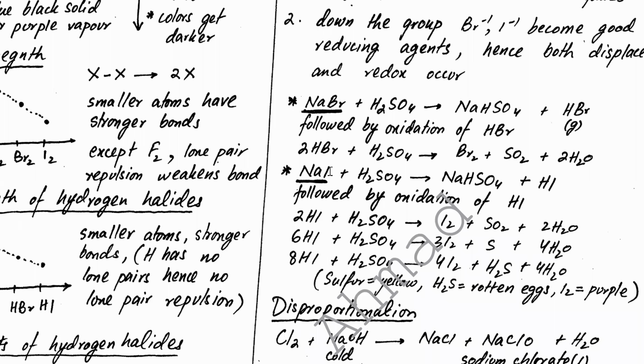I-1 is an even bigger ion. It really likes to lose electrons, so that's an even better reducing agent. What happens in that case is I-1 loses electrons to form I2, and the sulfuric acid gets reduced to either sulfur dioxide or sulfur or H2S. So multiple products would be formed. Is that clear?